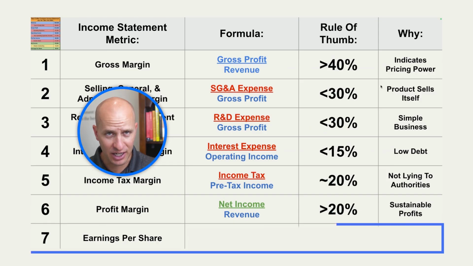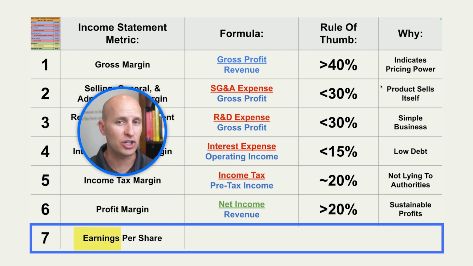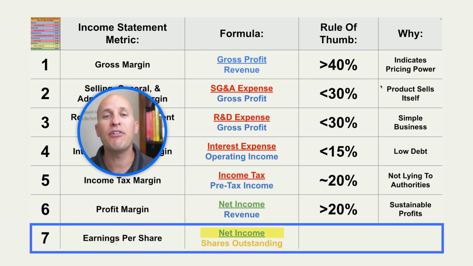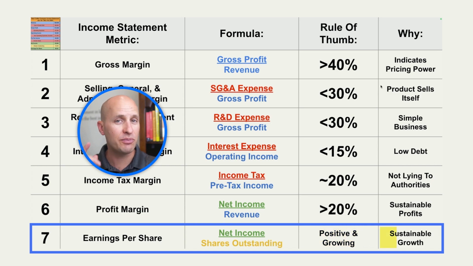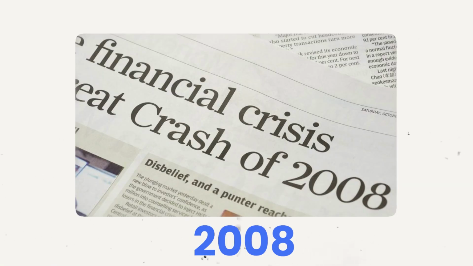Buffett's final income statement rule of thumb relates to a company's earnings per share. To figure this out, we take a company's net income and we divide it by shares outstanding. Buffett's rule of thumb here is that this number is consistently positive and consistently growing, especially during periods of economic stress, such as 2020, 2008, or 2000.